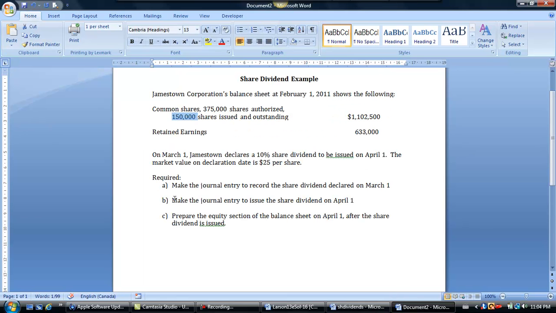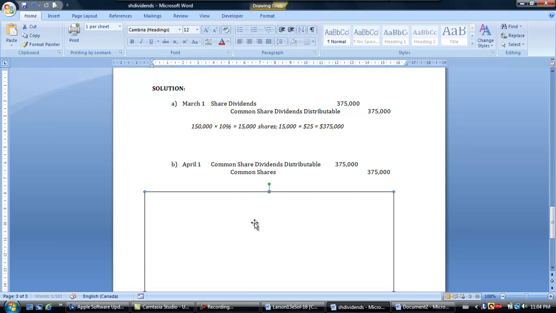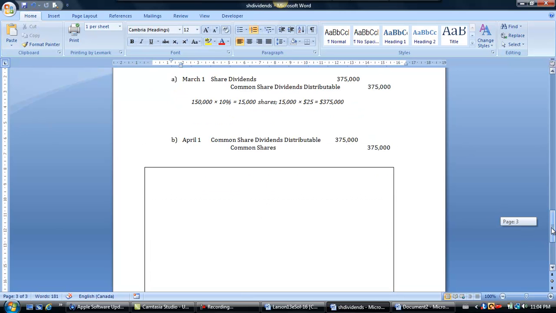Now, the question says in Part B to make the journal entry on April the 1st to issue the share dividend. On this date, we are actually going to issue the shares to shareholders. So we'll show the journal entry on April the 1st, which is going to debit common share dividends distributable. In other words, we don't need to keep the distributable account. We debit it for $375,000 and credit common shares for $375,000, because now we are issuing the shares.